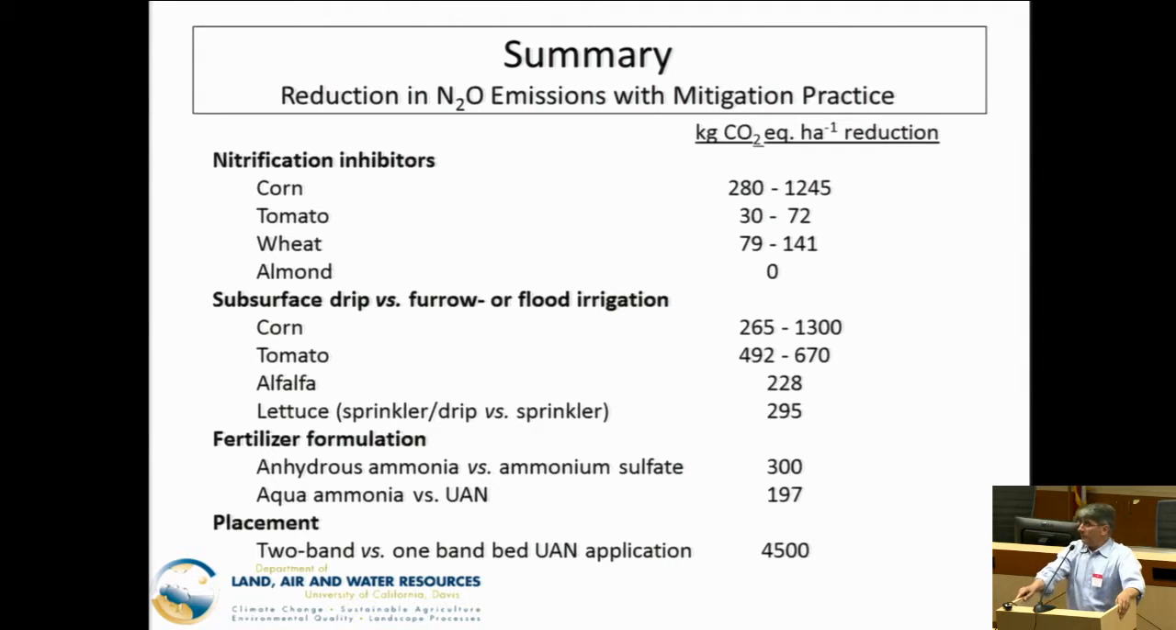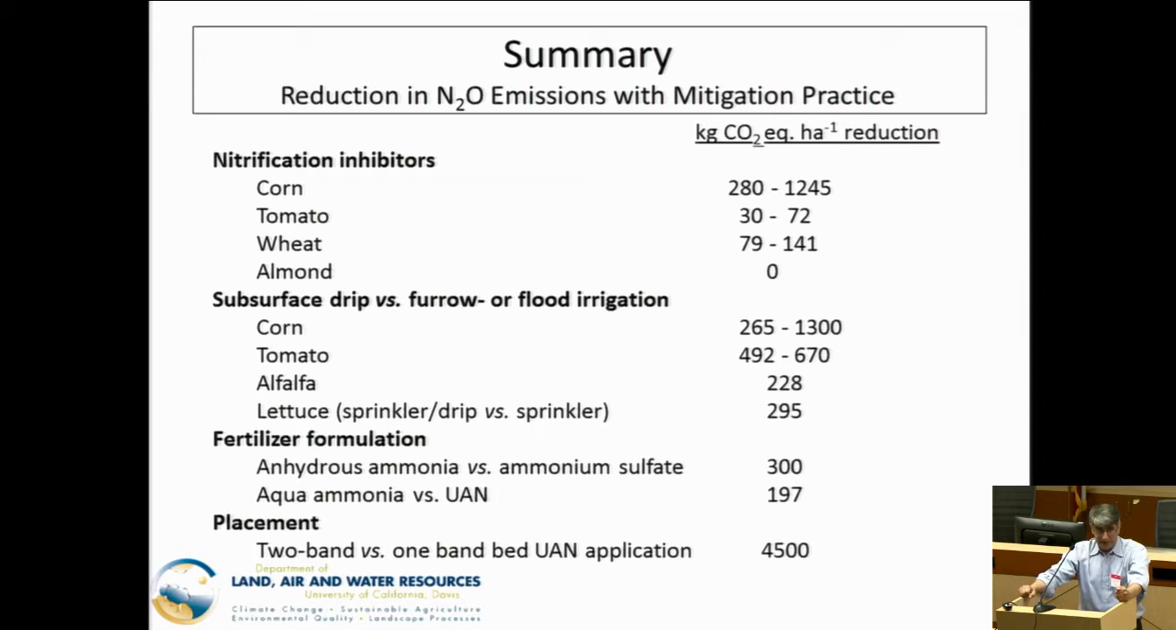The fertilizer formulation showed that anhydrous ammonia lowered emissions by 300 kilograms of CO2. This was shown in a study that's already published in wheat. And the aqua ammonia had higher emissions than UAN. That is from this experiment.